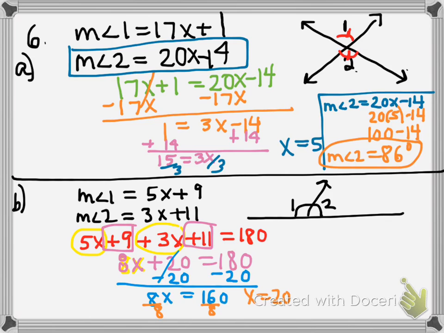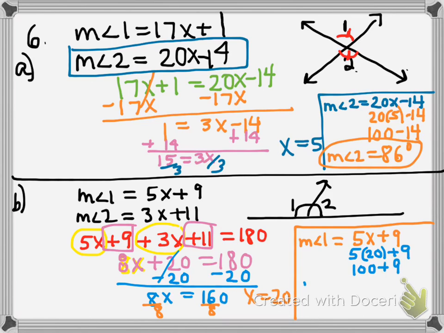So remember, they didn't ask you just to find x, they asked you to find the measure of both angles. So let's start with measure of angle 1. That was 5x plus 9. So we already know what x is, so I could plug in 20 for x, add 9 to that. So 5 times 20 would be 100. Add 9 to that, that's 109 degrees. So 109 degrees for the measure of angle 1.